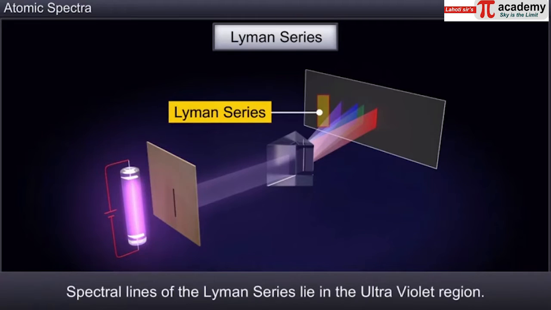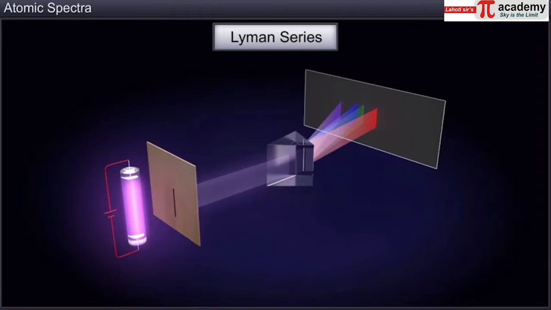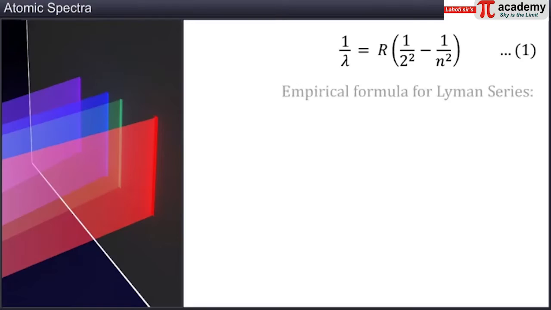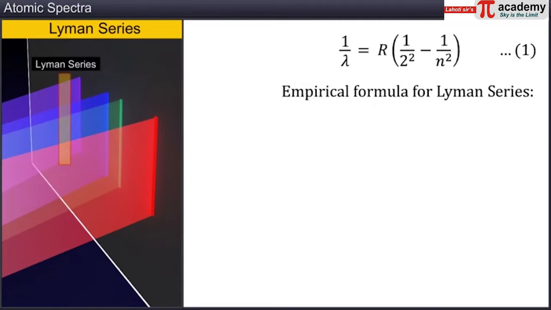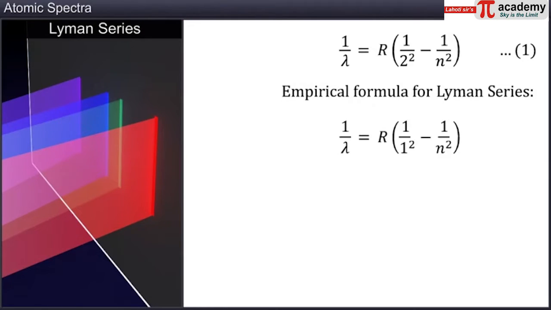Now let us look at the Lyman series, which has wavelengths in the ultraviolet region of the spectrum. The presence of ultraviolet wavelengths can be detected by a silver chloride soaked paper, which turns black when exposed to them. The empirical formula for the Lyman series is 1 by lambda is equal to R into 1 by 1 square minus 1 by n square. Here, n is equal to 2, 3, 4, and so on, up to infinity. Let this be equation number 2.